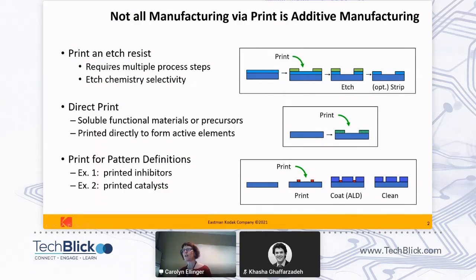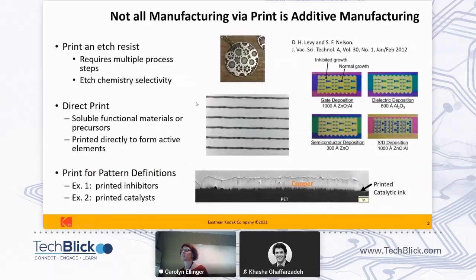But you can also do subtractive processes where you print an etch resist, and that removes the photolithography requirement and can reduce the amount of chemistry consumed in an etch process. Just some examples of what those things might look like. Direct print, here's an example in the center, where these are direct print conductive lines. The SEM micrograph at the bottom is a cross-section of a copper microwire that we've manufactured here in Rochester, New York, where we printed a catalyst and electrolessly plated copper.